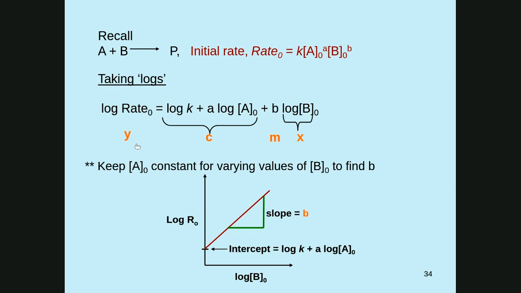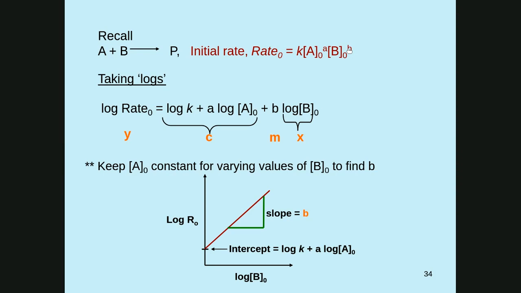So if you then measure that initial rate by systematically varying the concentration of B at constant concentration of A, and then plot the log of initial rate versus the log of the initial concentration of B, you should get a straight line with a gradient equal to this factor here, B, which is the index with respect to, or the order of the reaction with respect to B, which is one of the unknowns. And the intercept we're not interested in for now.